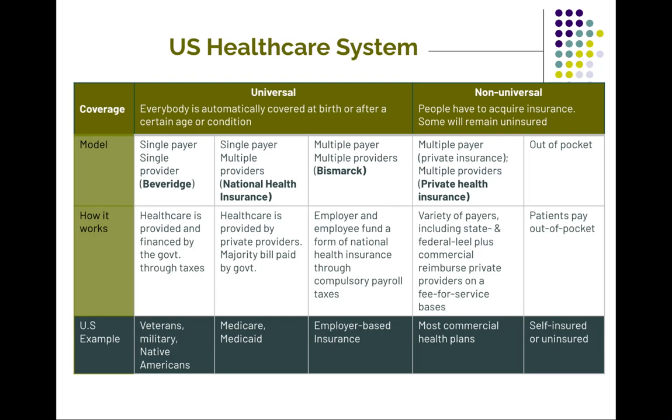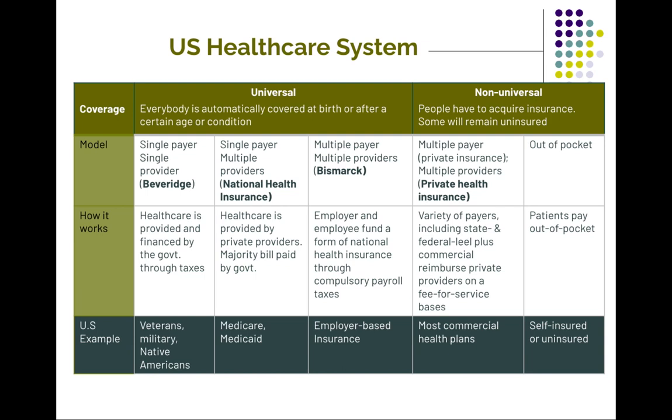So, the US healthcare system has a multi-system healthcare model. It has the Beveridge model, it has the national health insurance model, it has the Bismarck model, as well as the private health insurance model. So there are so many models that are working within the US healthcare system.